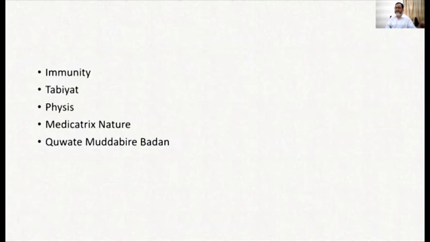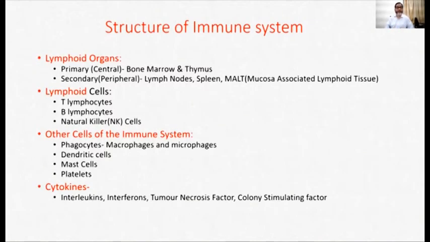And in classical physiology, there is a term called physis. It's a Greek term that probably stands for medicatrix naturae. And Unani believes that there is a fitra, there is a nature that we call tabiyat, which will take care of the individual. All these are very classical terms. Today we are calling them the immune system.